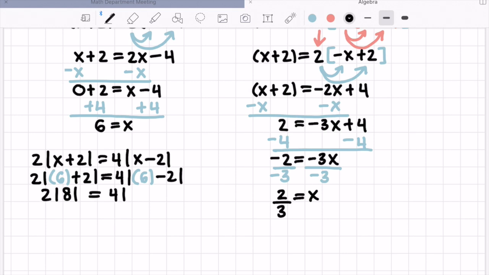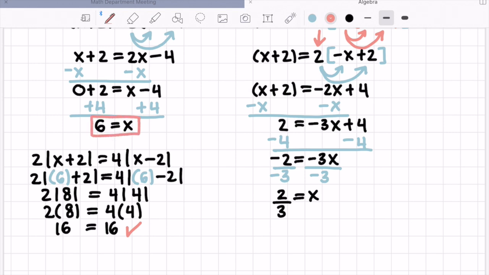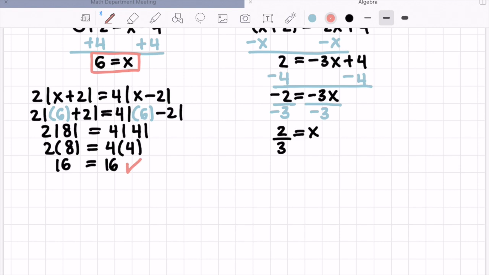I have my 4. 6 minus 2 gives me positive 4. So 2, and then that changes into parentheses 8, because the absolute value of 8 gives me 8 as my answer. And on the other side, 4, and then we have the absolute value of 4, which equals positive 4. So I change those into parentheses. 2 times 8 gives me 16, and 4 times 4 gives me 16 as well. So because 16 equals 16, I can say that is a true statement, so that means x does equal 6.